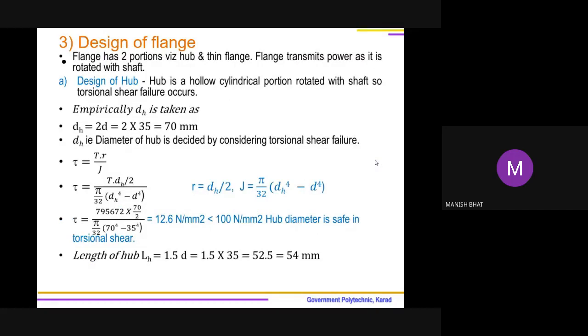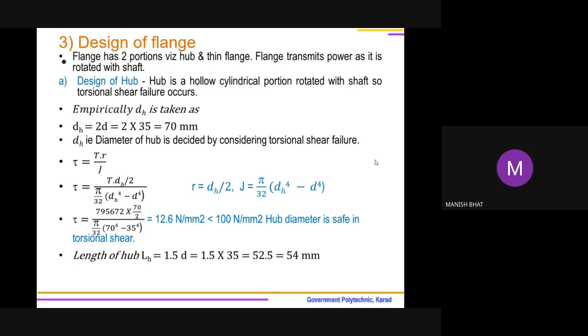Let us design the flange. We know that a flange has a hub section and a flange section. The hub is keyed to the shaft. So we will be empirically selecting DH, the diameter of the hub, as twice D, 2 into 35. So that will be 70 millimeter.